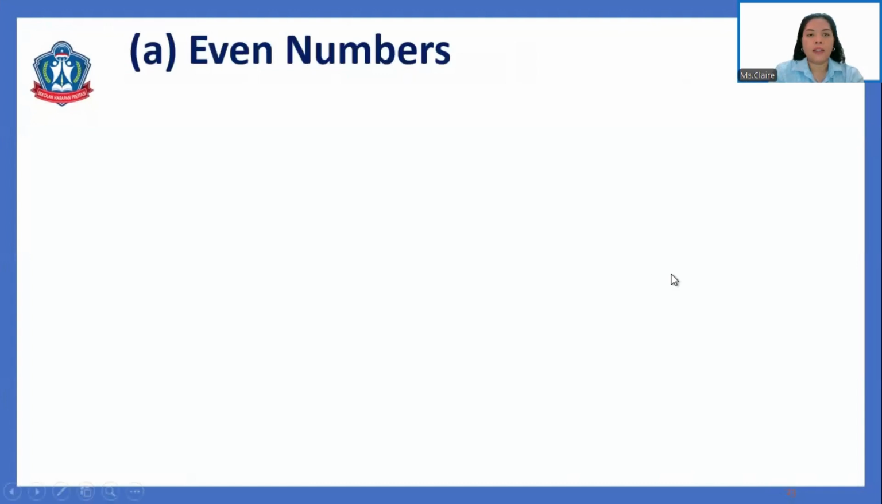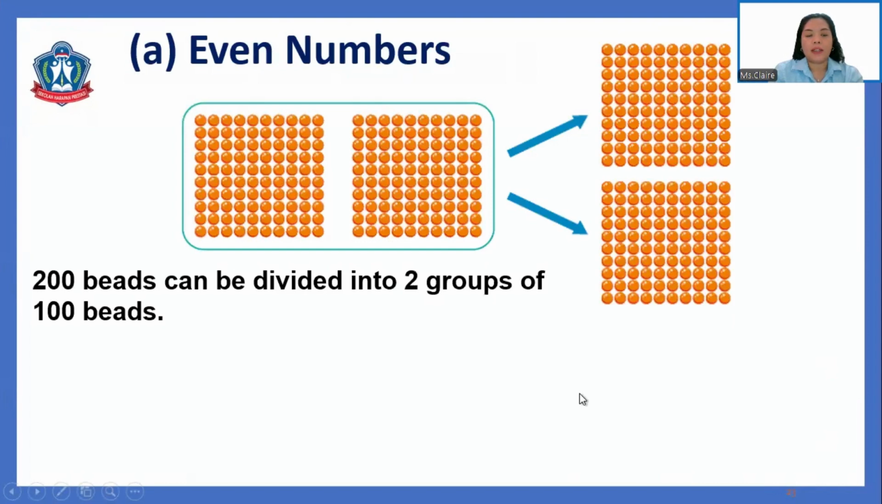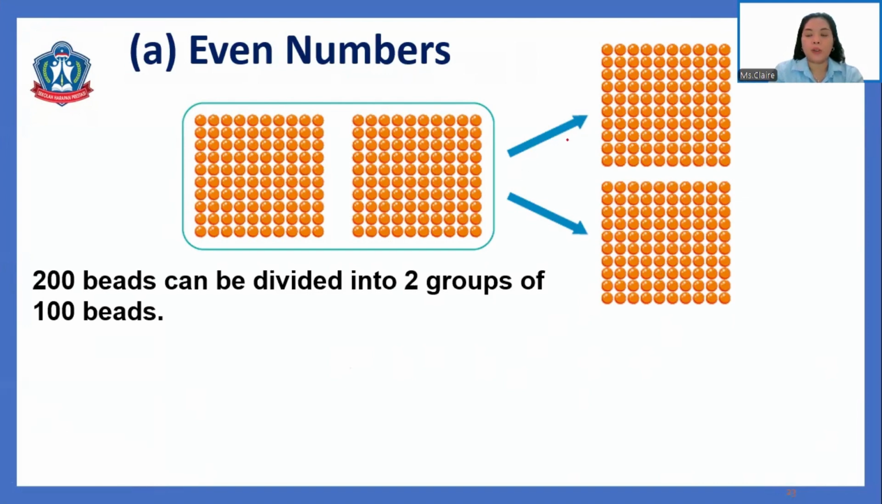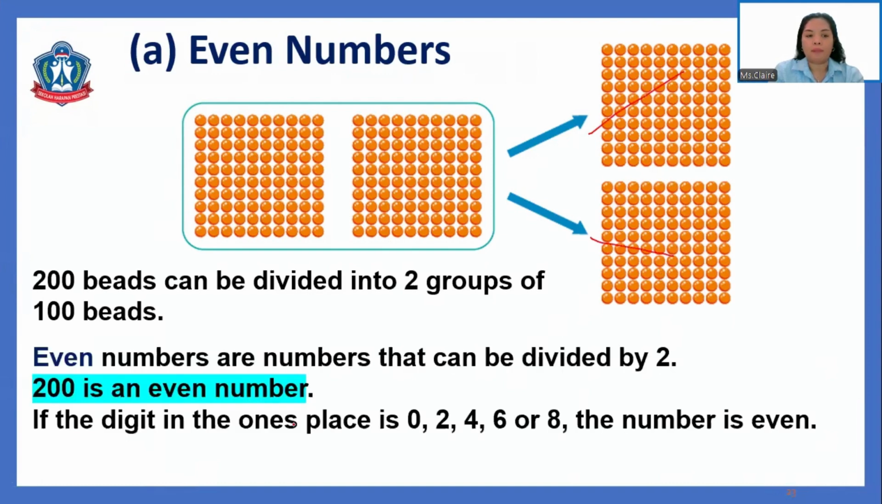Now let's start. Let's study what are even numbers. I have here some beads. 200 beads can be divided into two groups of 100 beads. So as you can see, we can divide 200 into two groups, 100 and another 100. Even numbers are numbers that can be divided by 2, and there will be no leftover. 200 is an even number.